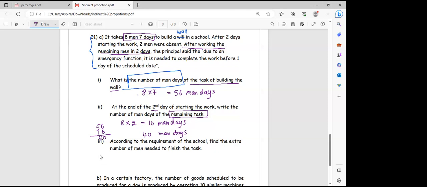Okay, you can find the magnitude of the work completed by 6 men within 2 days. It is equal to 6 into 2, 12, no? 12 man days. Then now you have to find the remaining man days. Then 40 minus 12.